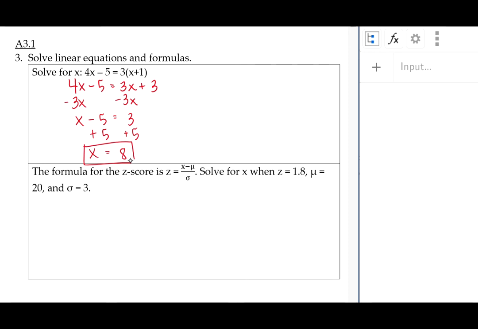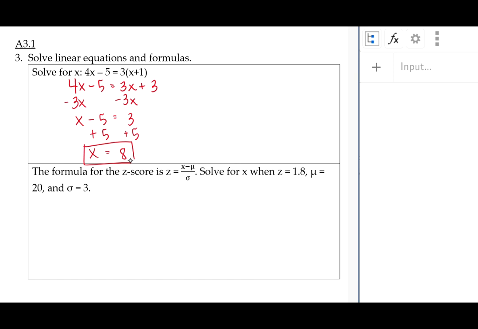Here's another example with a formula. The formula for the z-score is z equals x minus mu, that's a Greek symbol, divided by the Greek letter sigma. We're going to solve for x when z equals 1.8, mu equals 20, and sigma equals 3.